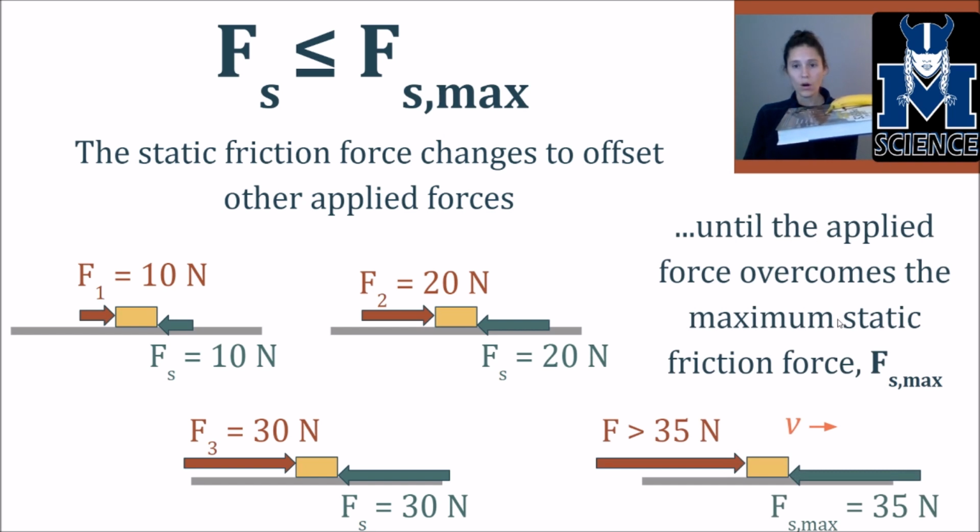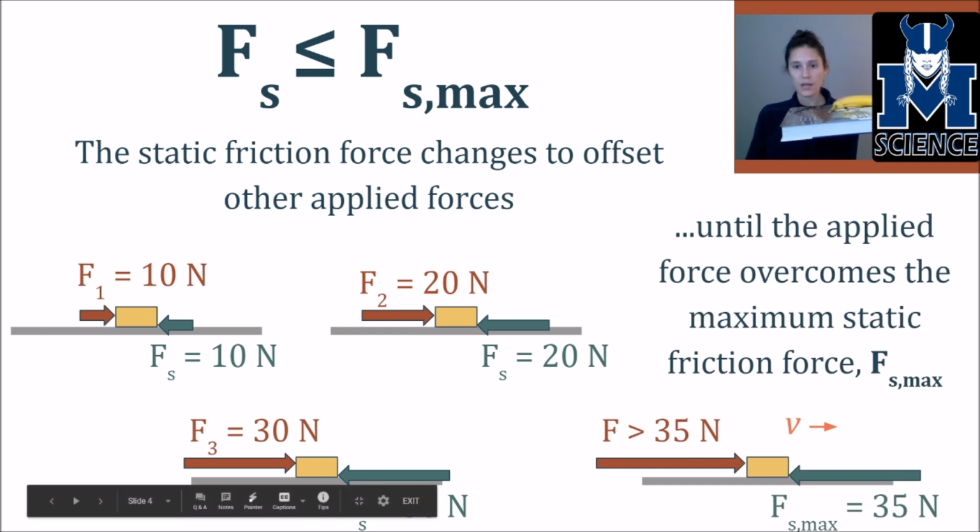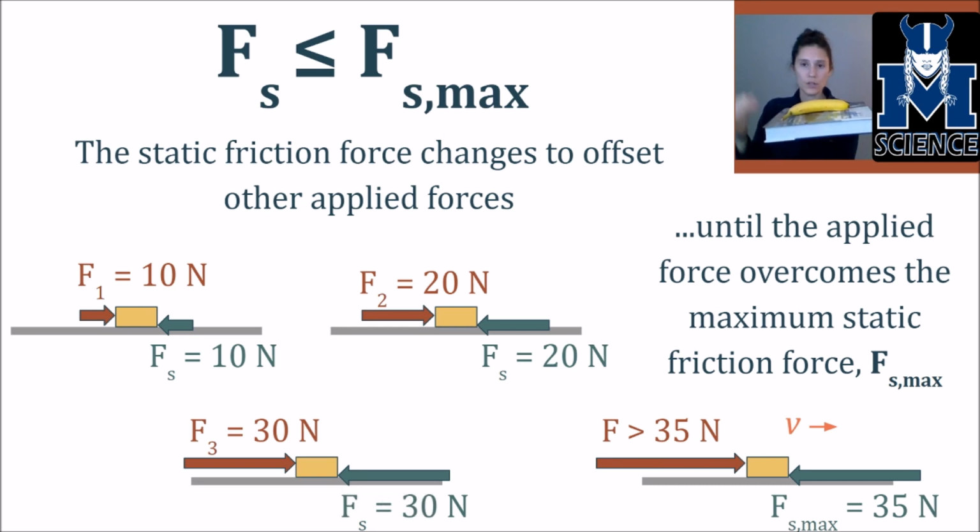So let's say the maximum static force, and I just made this number up, was 35 newtons, the maximum static friction force that can be produced. As soon as I apply a force that's greater than that 35 newtons, then my banana will move.